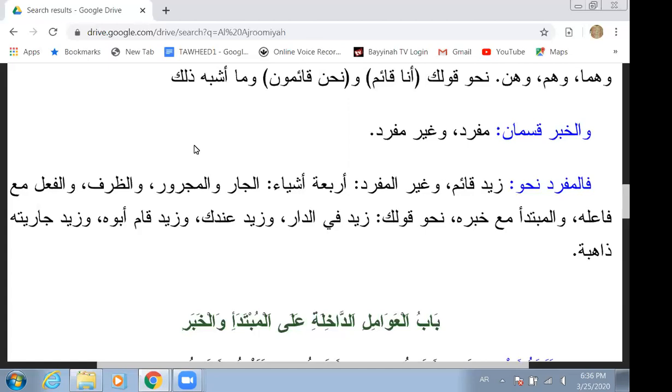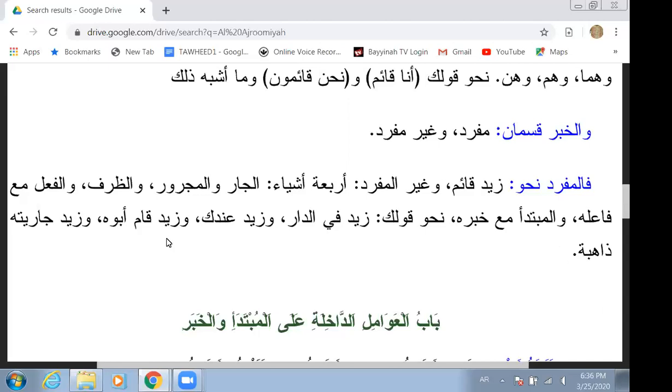نحو زيد في الدار, for example, زيد في الدار is the example of the first type. زيد is the mubtada. في الدار is the jar majroor, and this will form the khabar for it. وزيد عندك, Zaidun is the mubtada, and inda we know is a zarf. So this whole indaka will form the khabar for the mubtada Zaidun.